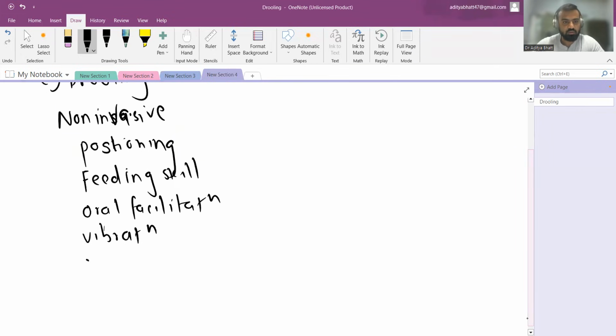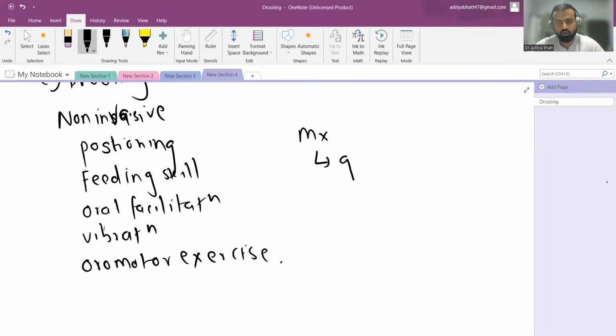Then oromotor exercises. So this improves the feeding problems in CP, the drooling problems in CP. And in management also, you can go for pharmacotherapy, something like glycopyrrolate. So you can also go for that to decrease the drooling. So usually we do not require surgery for the patient, and this is the crux of cerebral palsy.